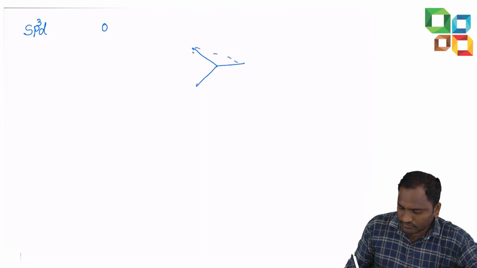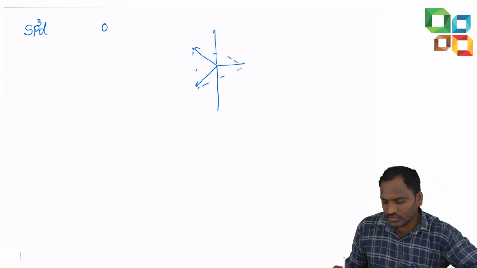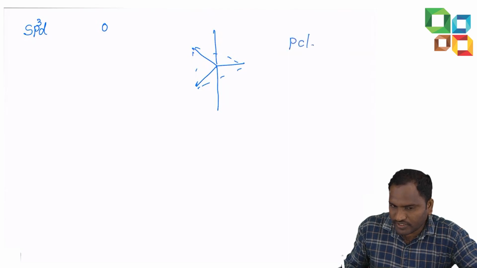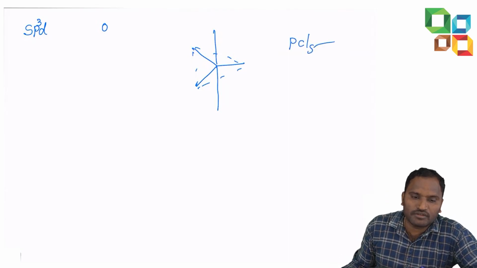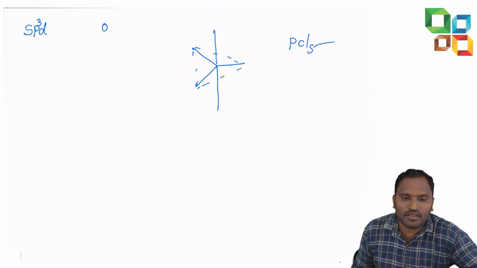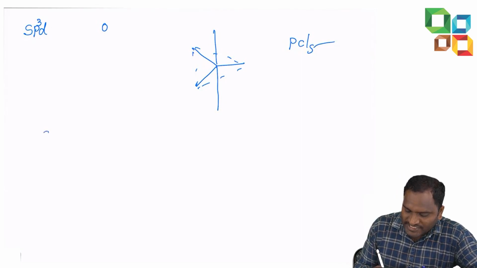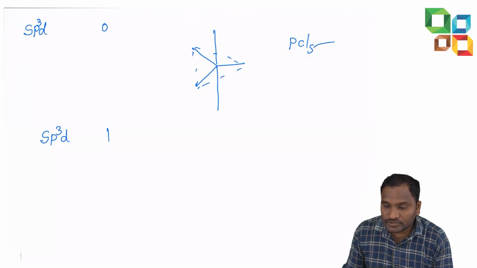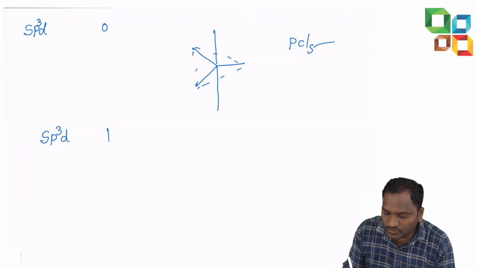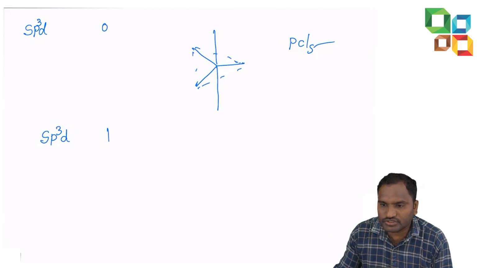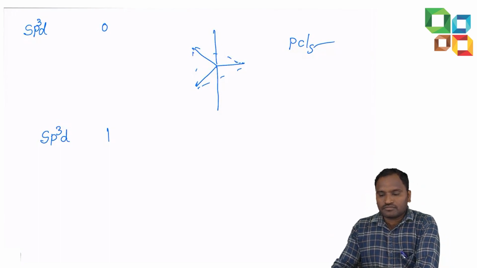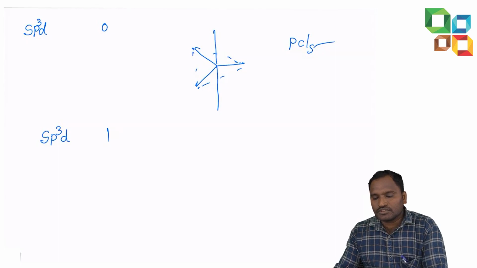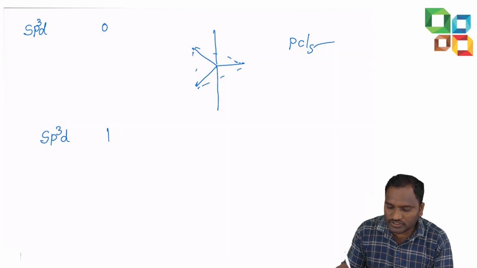Trigonal planar. So an example for this is PCl5. Trigonal bipyramidal. Avni, correct answer. Now sp3d with one lone pair. And remember students here, lone pair of electrons you are not supposed to keep in equatorial position.